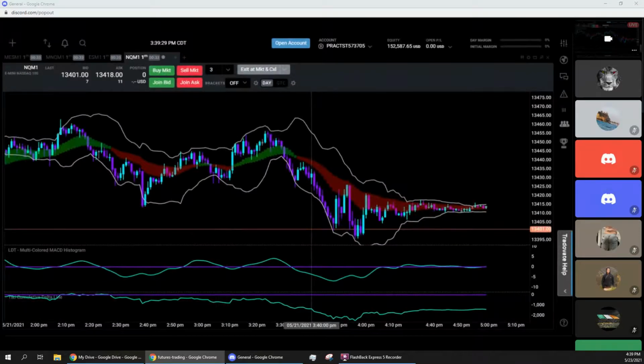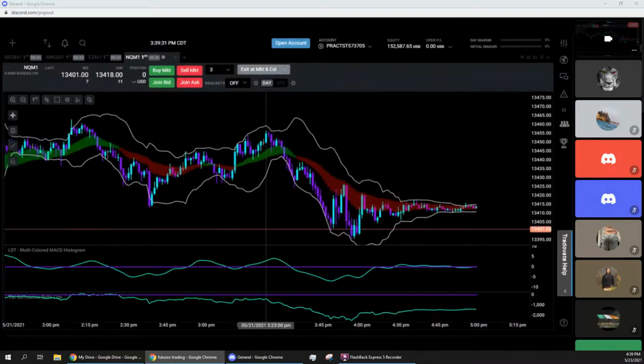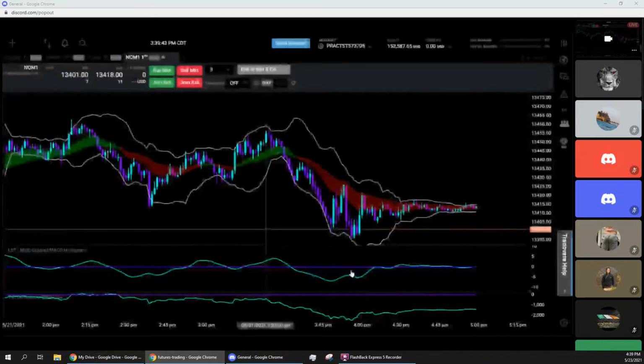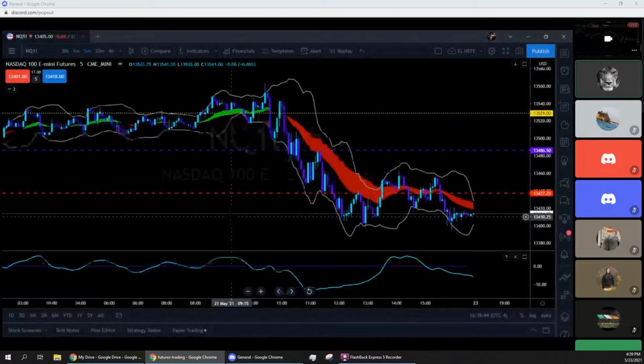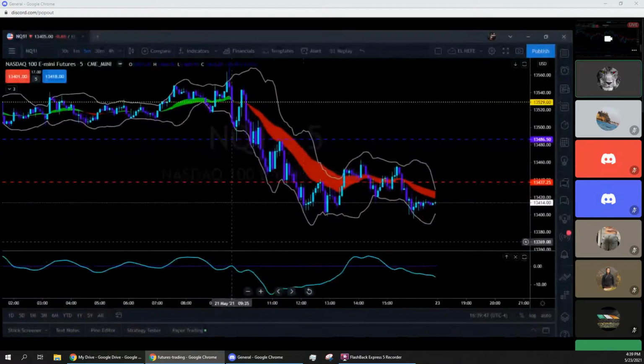Let's get swapped back over to TradingView. Most everything I do in terms of charting is on TradingView. It's just easier for me to work with.